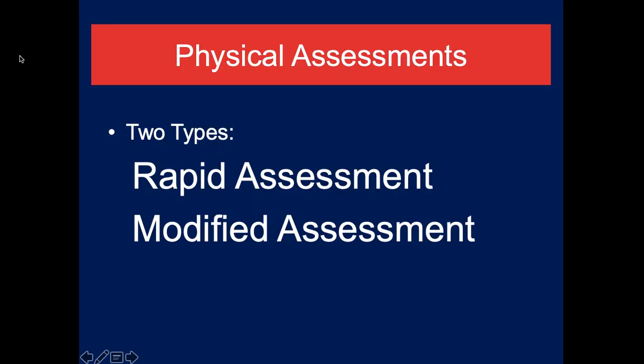Now, when it comes to your physical assessments, we've done our sample history based on when we thought we needed it. Your partner has already gotten your baseline vital signs for you, so you have some idea of what's going on. You determined that there are no immediate life threats. Those were taken care of, hopefully, in your primary assessment. And now you have to decide, well, what kind of assessment am I going to perform on this person? A rapid head to toe or a modified assessment?